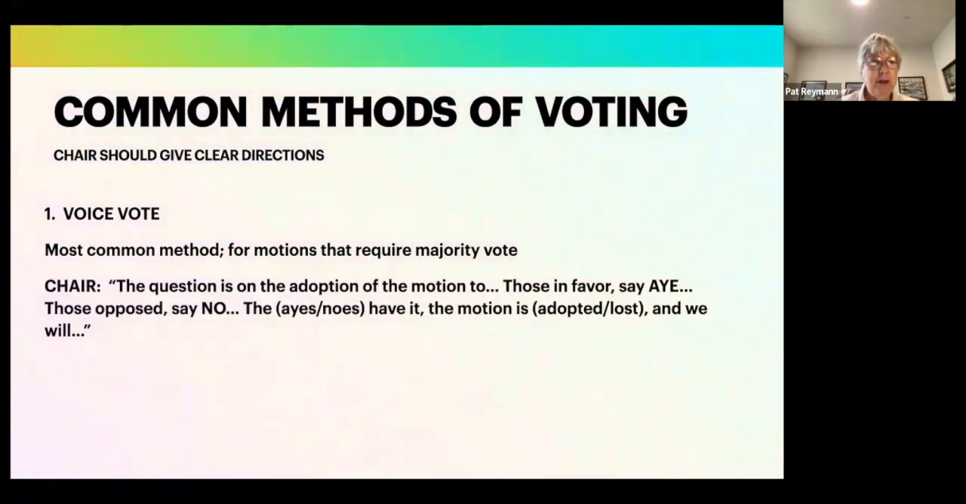So as you know, the chair would say, the question is on the adoption of the motion to do whatever. Those in favor say aye. Those opposed say no. And then the ayes or noes have it, the motion is adopted or lost, and we will go ahead and do that. And that's just straight from what we did before with the steps in handling a motion. So this is the most common.